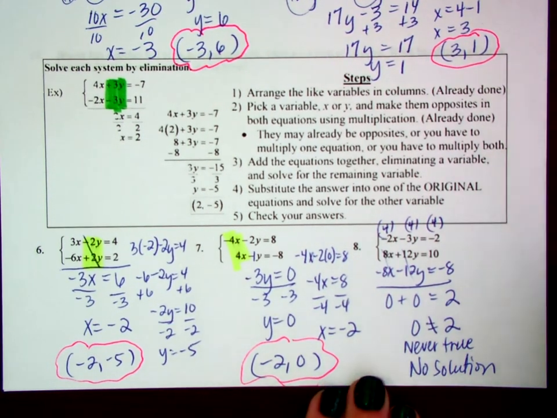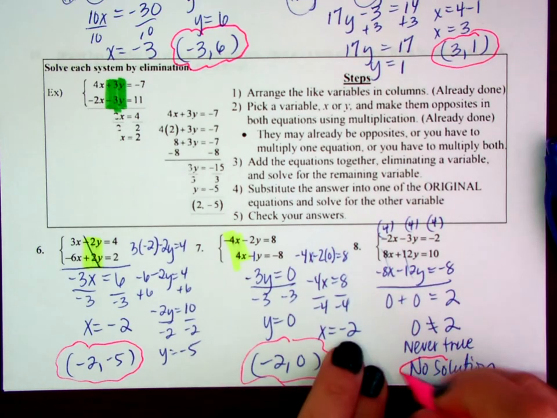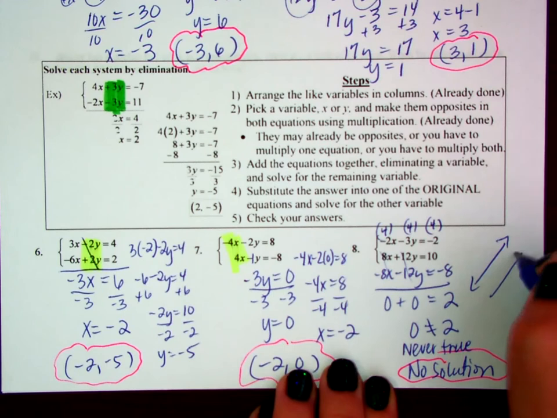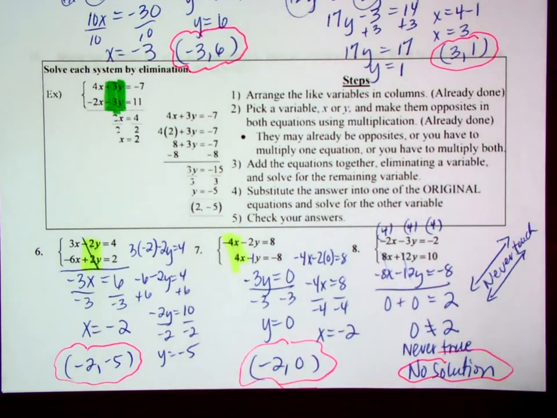So how is that possible? How can we get no solution to a system again? Well, that means it's 2 parallel lines that never touch. And that's your quick review on elimination.